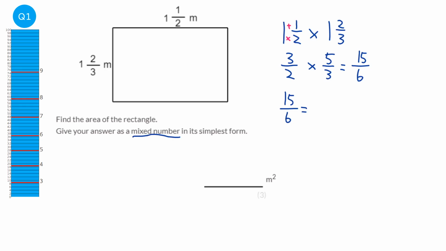Well, we're first of all going to have 2 whole ones, and how many left over? There are going to be 3 left over. Now, 3 over 6 is the same as 1/2 because we can divide top and bottom by 3. So our answer is 2 and a half.